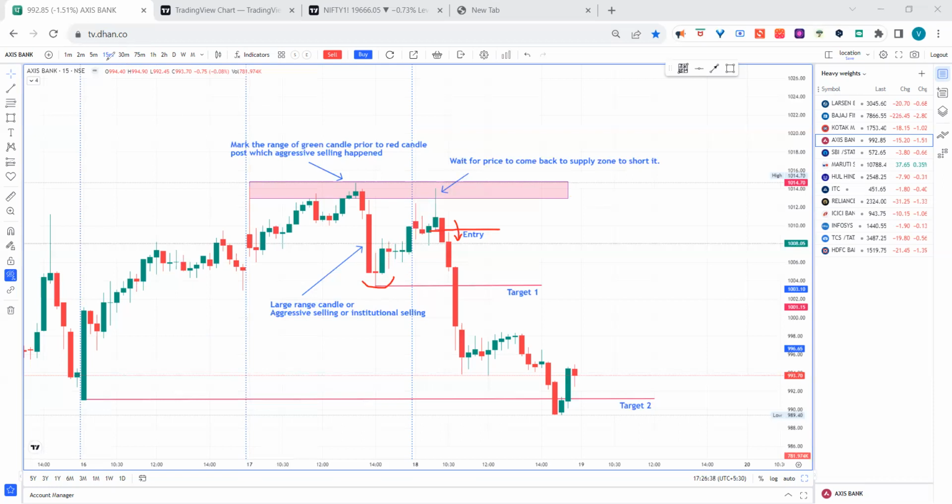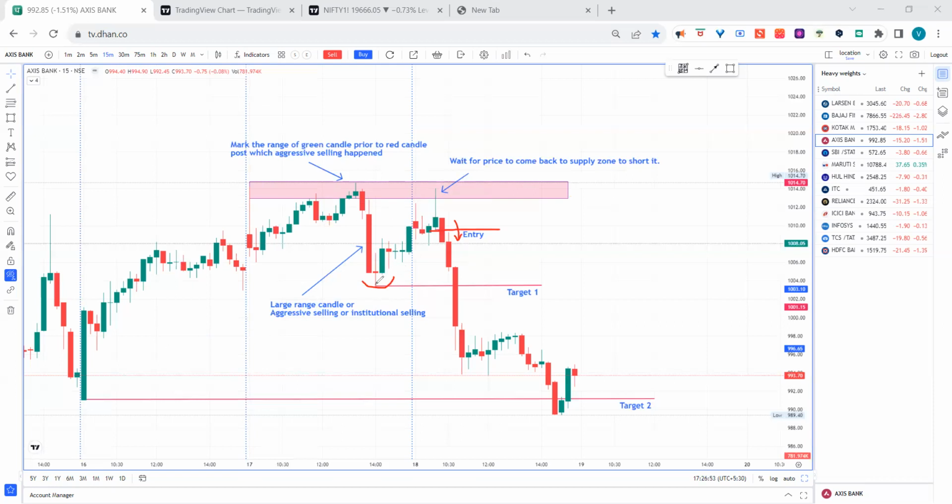Of course, I'm showing this on the 15-minute time frame. You can obviously go to a much lower time frame to observe the rejection at these levels, and then take entry accordingly for better risk reward. So that is the overall concept.